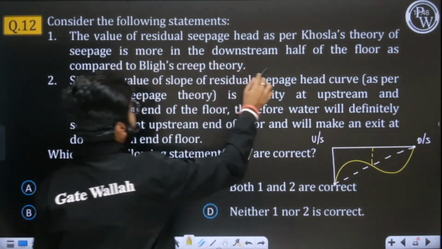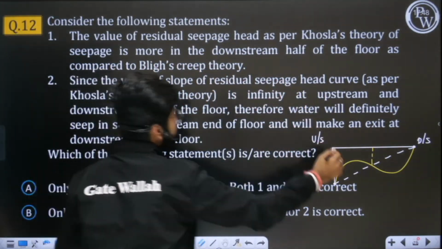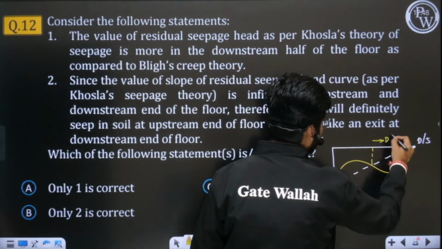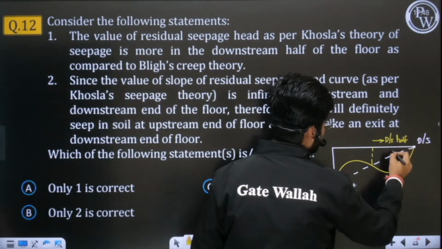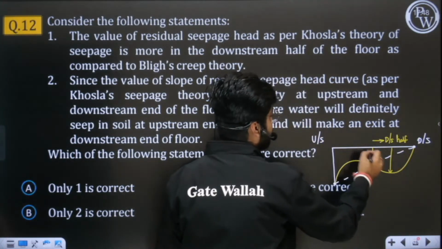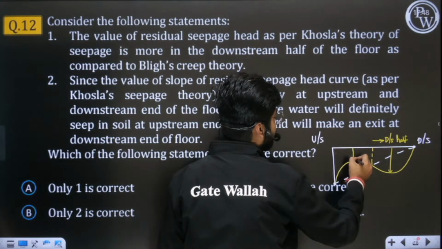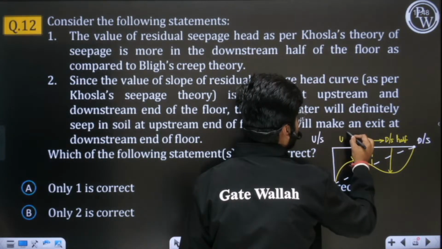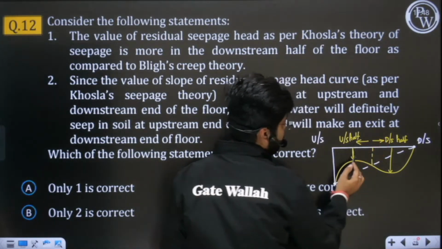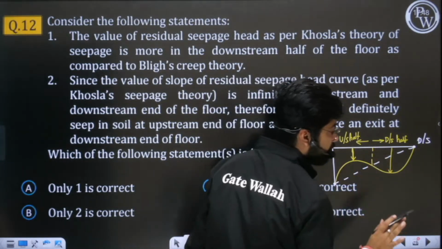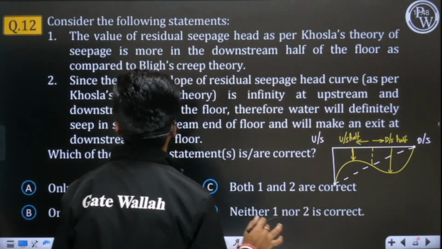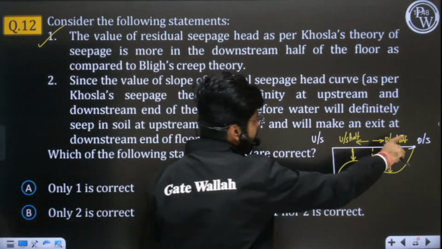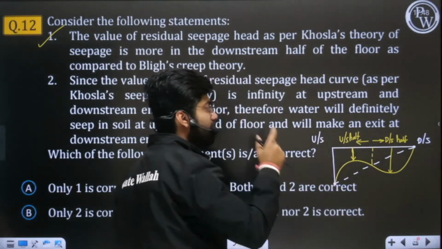The value of residual seepage head as per Khosla's theory is more in the downstream half. Yes. See, this is your downstream half, and you can for sure see that in the downstream half the residual seepage head value is more as compared to your upstream half. In the upstream half the residual seepage value is less, and here it is more. So the first statement is very correct here, and also the residual seepage head is not linear, it is sinusoidal in nature according to Khosla's theory.